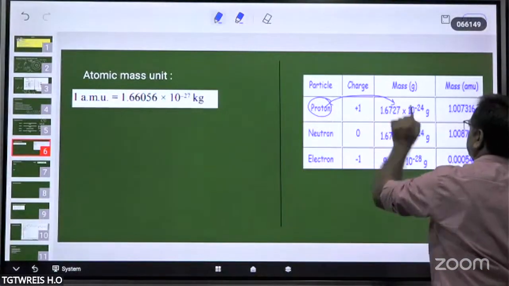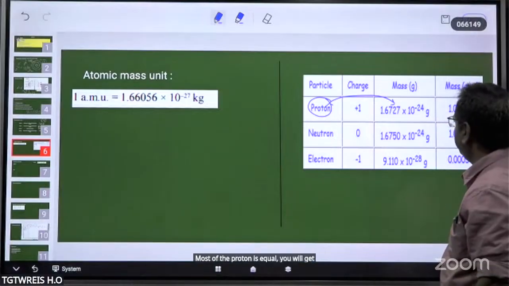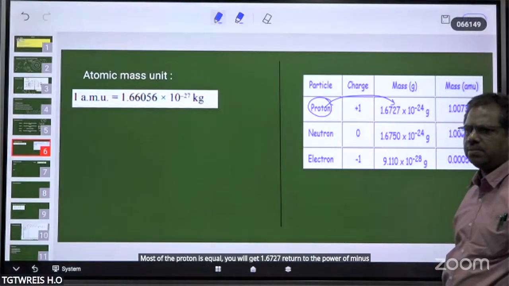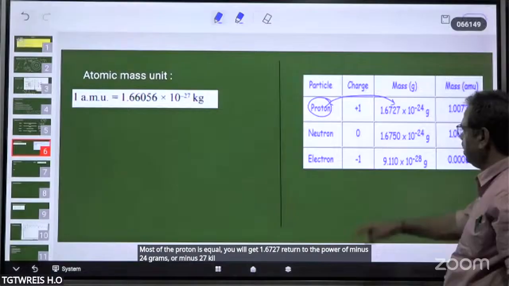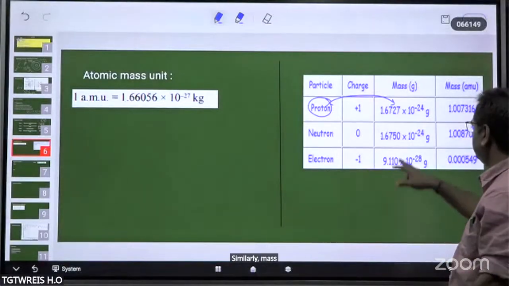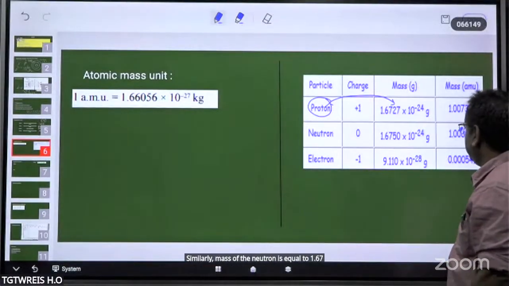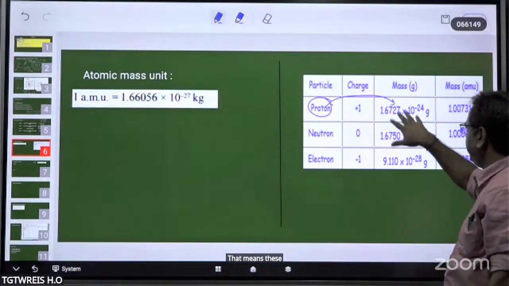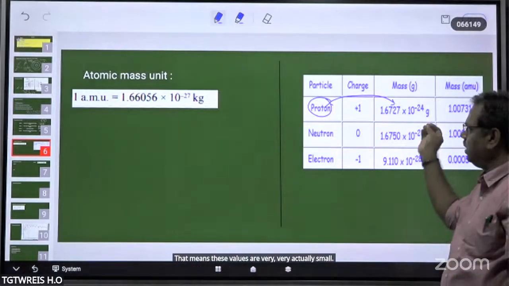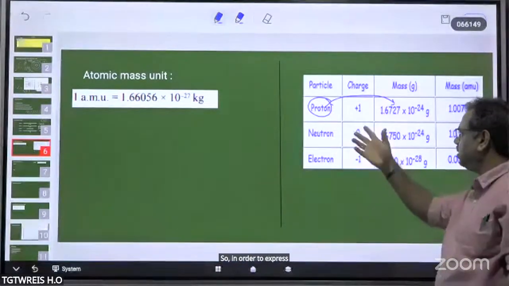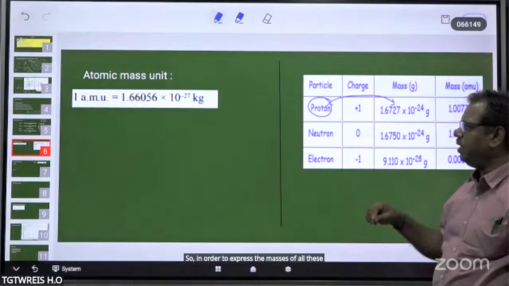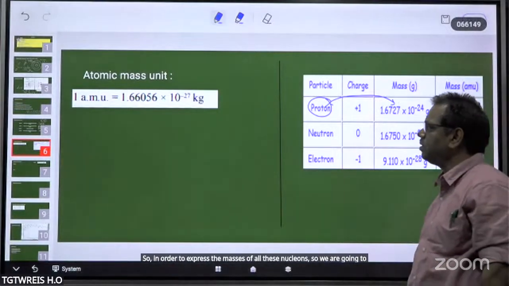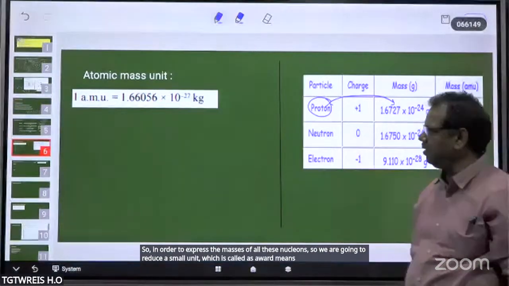Mass of the proton is equal to 1.6727 into 10 to the power of minus 24 grams, or minus 27 kilograms. Similarly, mass of the neutron is equal to 1.6750 into 10 to the power of minus 24 grams. That means these values are very, very small. So in order to express the masses of all these nucleons, we are going to introduce a small unit which is called atomic mass unit.